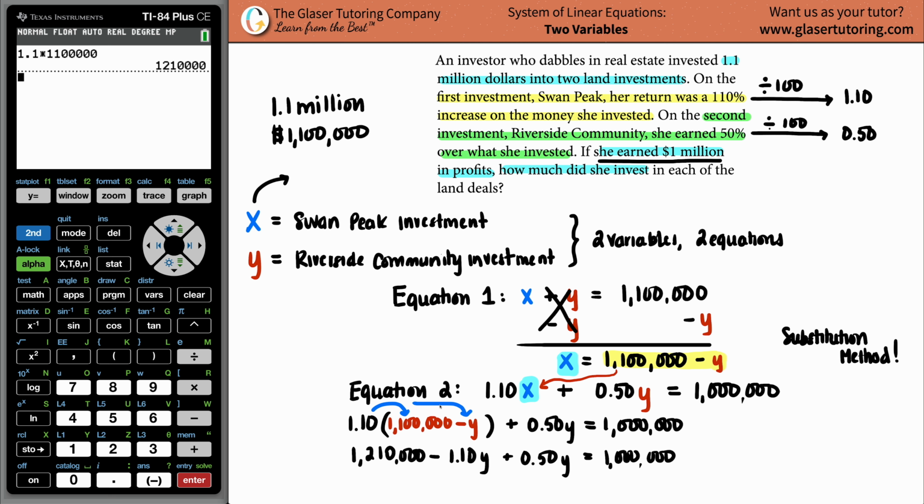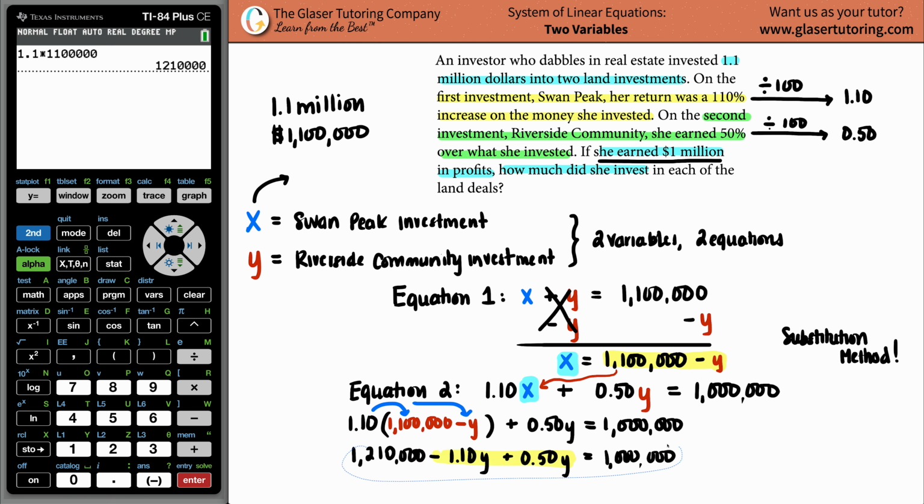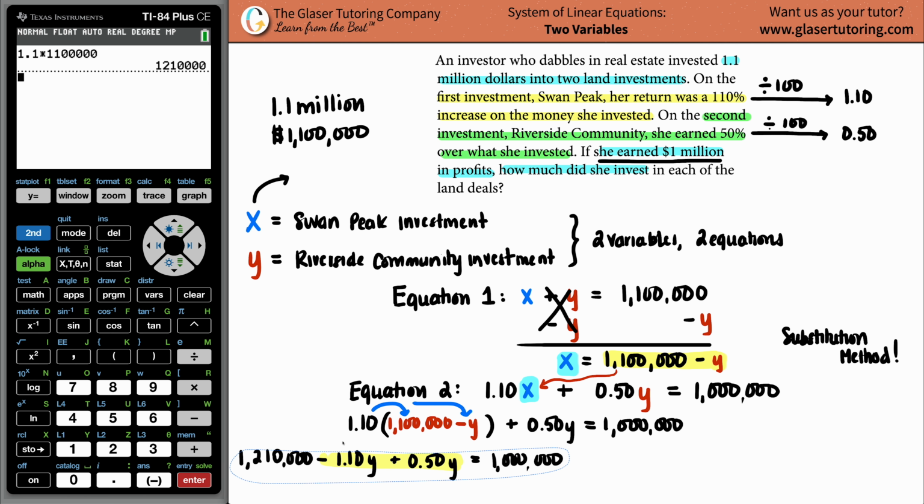Actually, not really. Let's see. We have to clean this up. So negative 1.1 plus 0.5. So let's maybe do that first. And maybe what I'll do is I'll move this. Oh boy. What happened there? I'll move this over here.